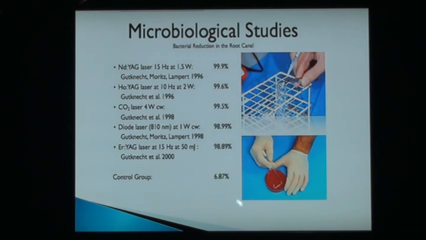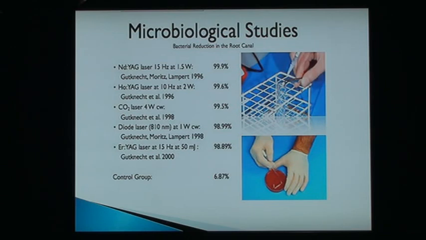But take a look at this control group, where we used hypochlorite: we reach only 6.8%. This is in the main root canal, a place that we can reach by hypochlorite, but even then we achieve only 6.8% bacterial reduction. But when we use any one of these lasers, Nd:YAG, CO2, diode, erbium, we reach up to 98, 99% bacterial reduction.